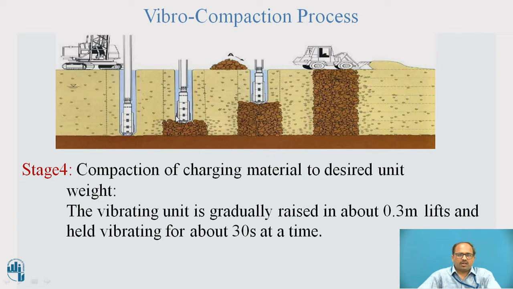After 0.3 meter, for example, your entire borehole is 1 meter. You can assume this entire borehole is 1 meter depth. In the entire 1 meter depth, we cannot add the complete 1 meter at one time. We will add step by step. For example, first we will add only 0.3 meter of the granular material, then again we will compact it properly.